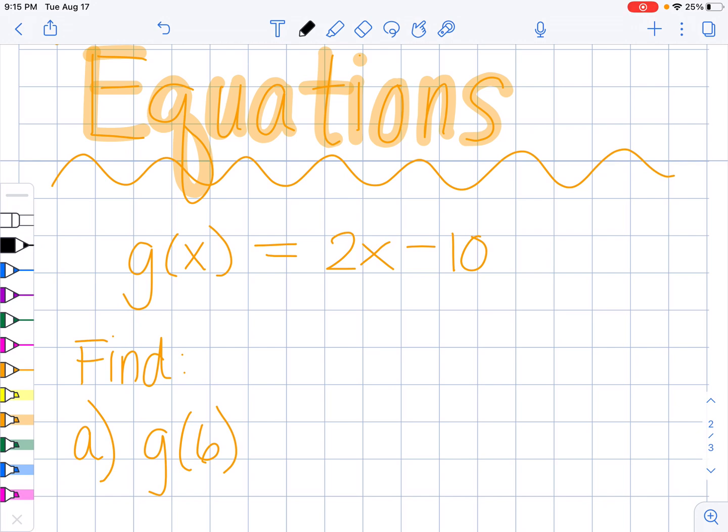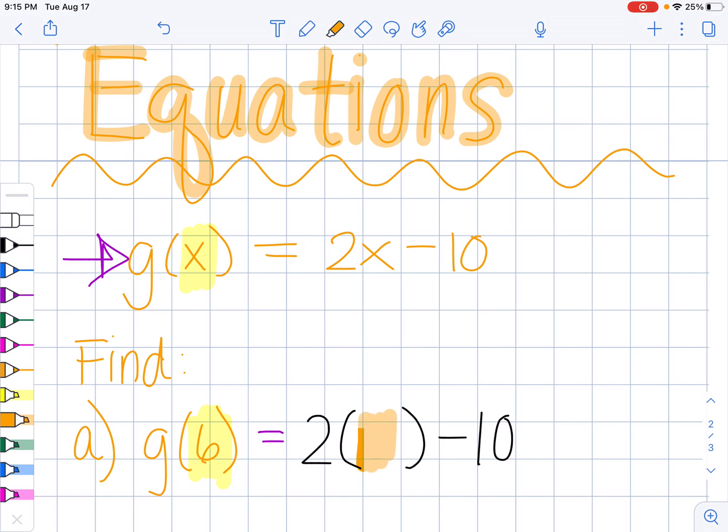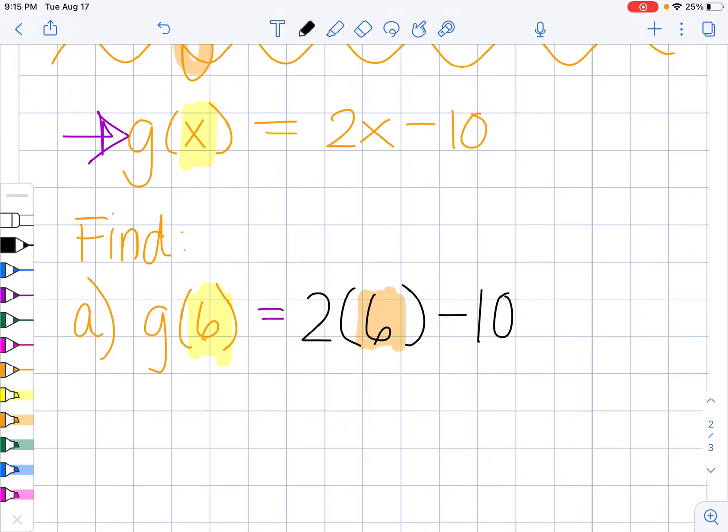So in our last video, we talked about function notation and what it is and how to evaluate a function. Just as a quick refresher, when they say g of 6, that means I'm going to take my function g, which is what they tell me right here, and wherever I have an x, I'm going to replace it with a 6. So here I'd write out my skeleton, 2 times blank minus 10, and in this space right here, I'm going to write a 6. Now I just evaluate using my order of operations. 2 times 6 is 12. 12 minus 10 is equal to 2.